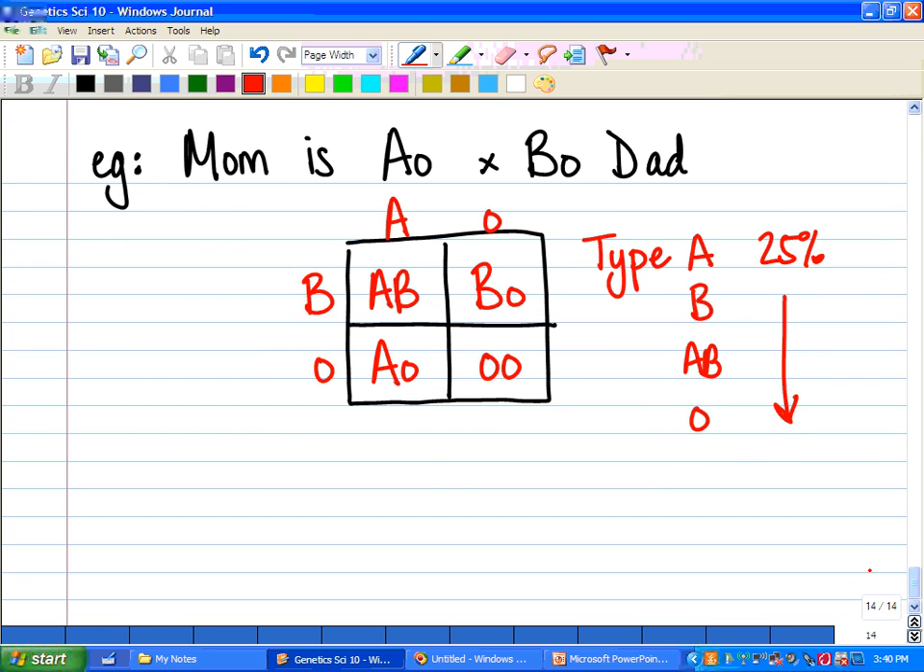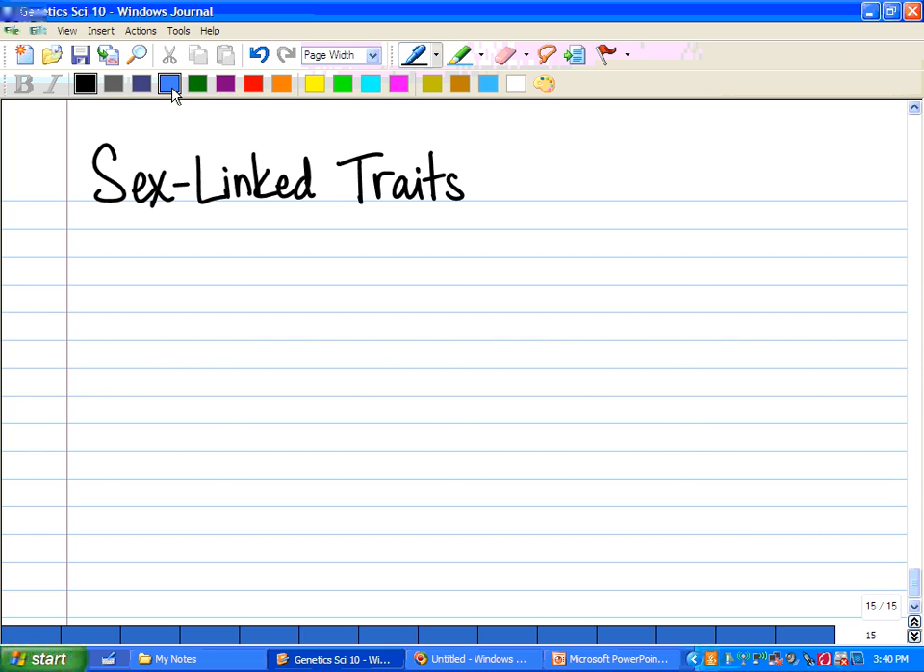So let's see. One last topic, looking into Mendelian genetics. This last topic is called sex-linked traits. And it has to do with traits, alleles, that are on the sex chromosomes. So I'm actually going to switch over to a PowerPoint. Don't copy anything from this, but it's kind of an interesting little story.